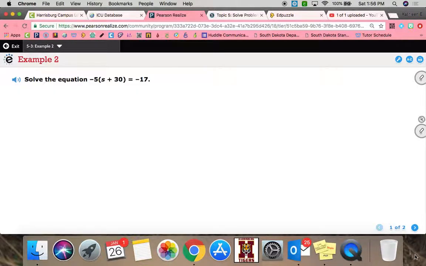Solve the equation negative 5 times the quantity s plus 30 equals negative 17. Okay, we don't need to write a fancy equation and turn words into things and whatnot. So first thing we're going to do, remember, don't call after midnight. So first step is to distribute.